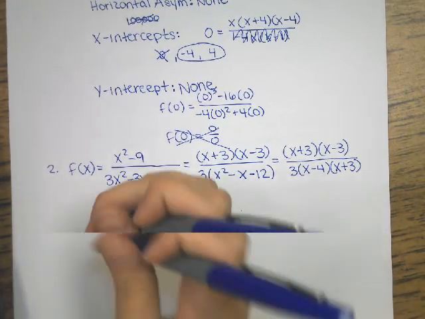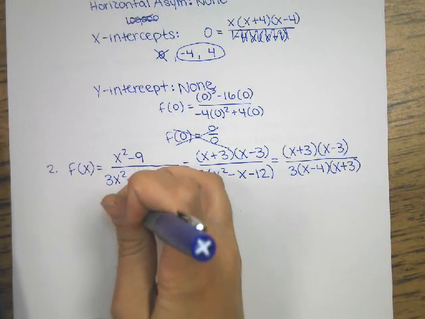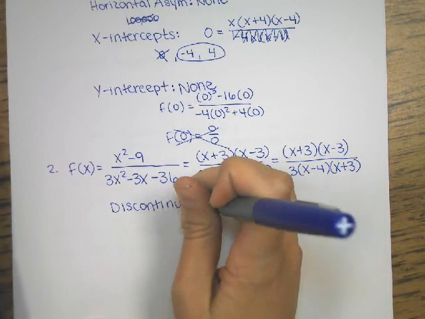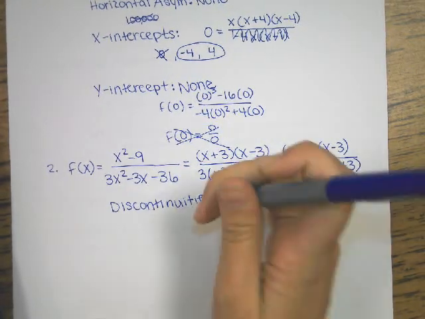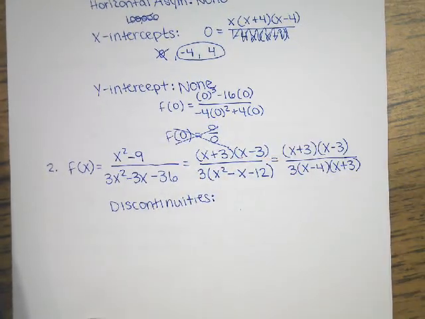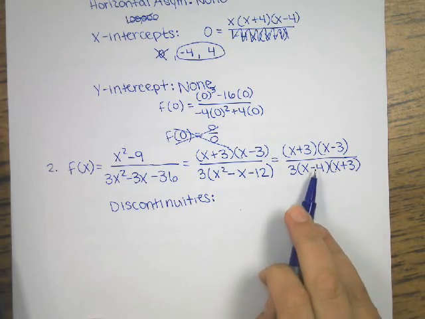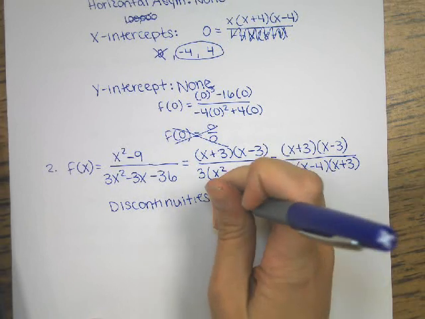Alright, so let's go through and look at each one. So the first thing is discontinuities. Discontinuities happen at any point that makes the denominator 0. Any number that's outside of our domain. So these are the numbers that make the denominator 0. It's going to be 4 and -3.